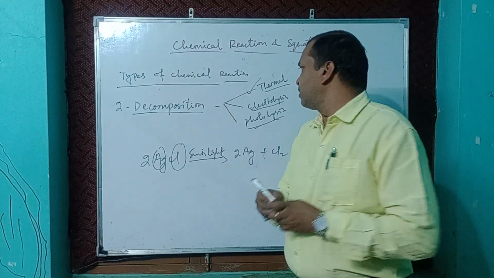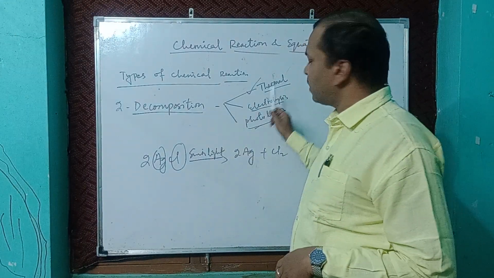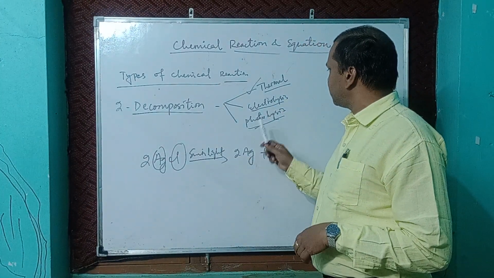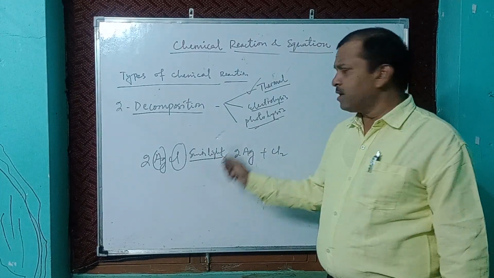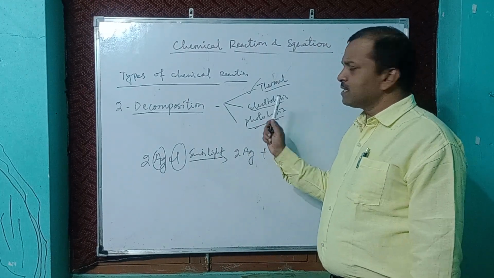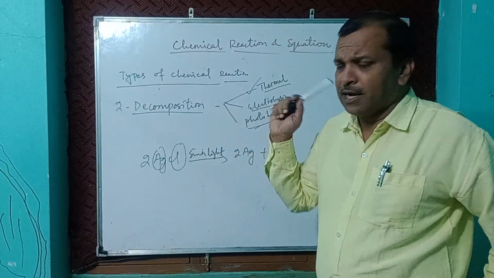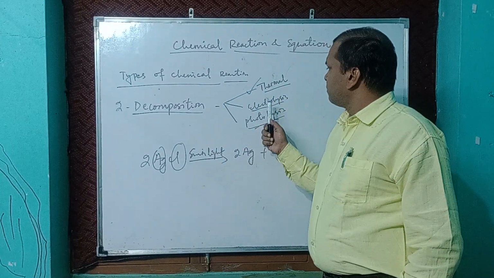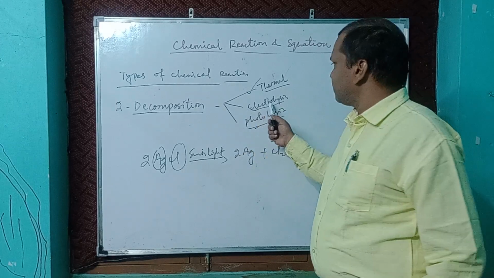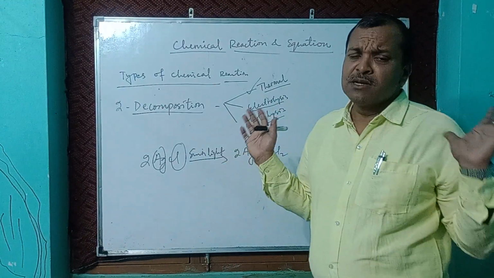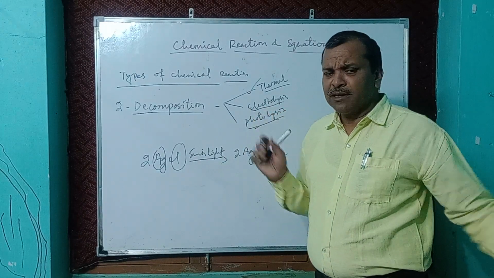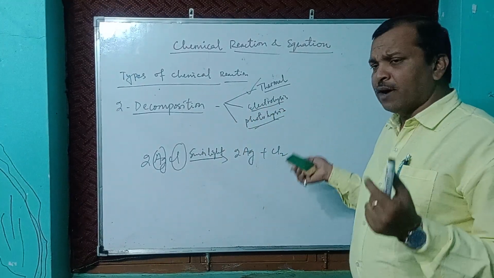So this is all about our decomposition reactions: thermal decomposition, electrolysis decomposition, photolysis decomposition. As I told you, sunlight is required here, so it is photolysis. Electricity is required there, that's why it is called electrolysis. And first one is thermal, heat is required, that's why it is thermal decomposition. Is it clear? Now we will go for the next one.